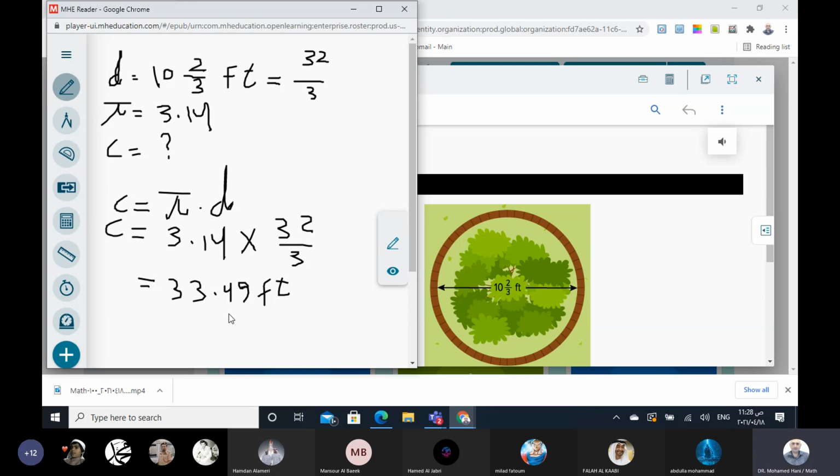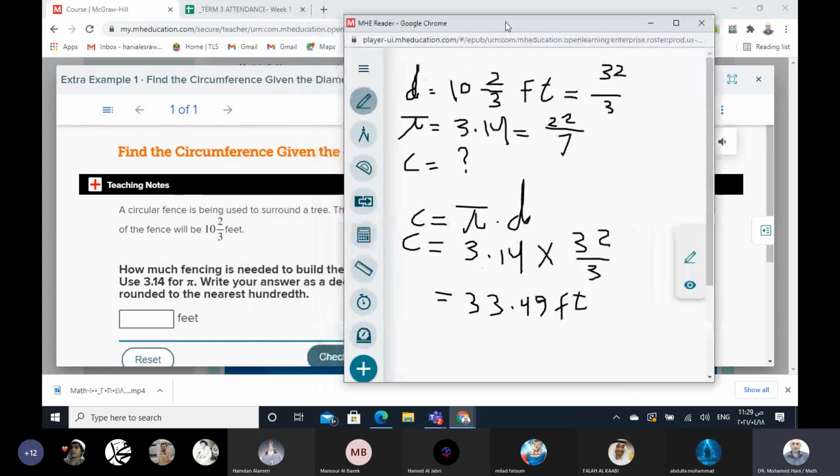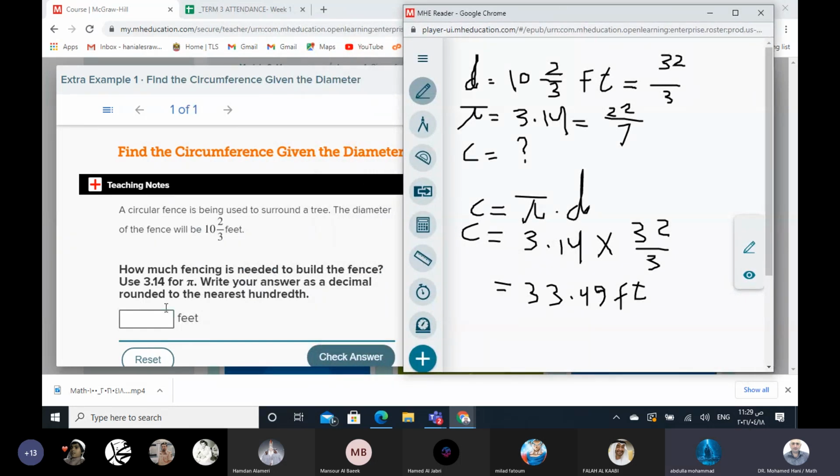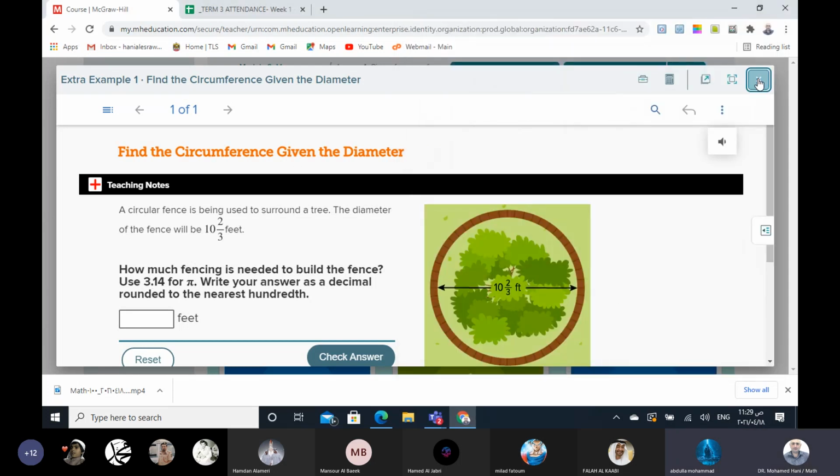Who has any question here? Is it clear for all? Mr., why didn't you multiply it with 22 over 7? We can use 22/7 for pi here, the same idea. But I use 3.14 because the question here said use 3.14 for pi. Okay, Mr., thank you. Welcome.